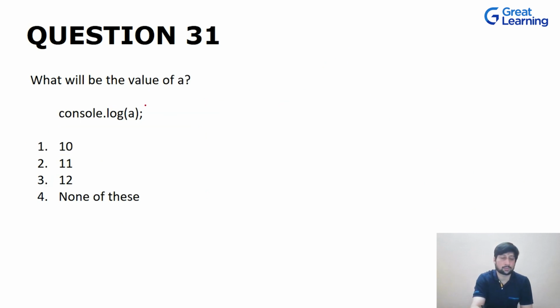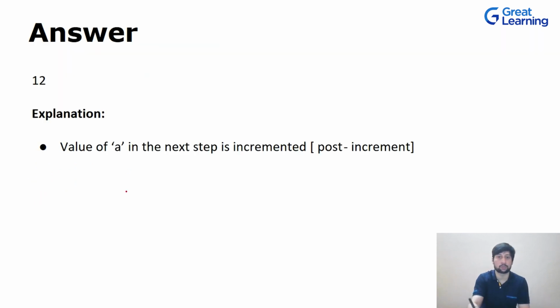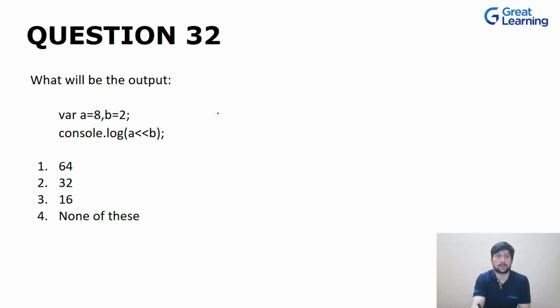Now let's talk about this question over here, which is somewhat related to the earlier question, wherein I asked what will be the value of a. As I have already explained, the value of a will be 12, because of the post increment that happened in the next step. Now let's talk about this.